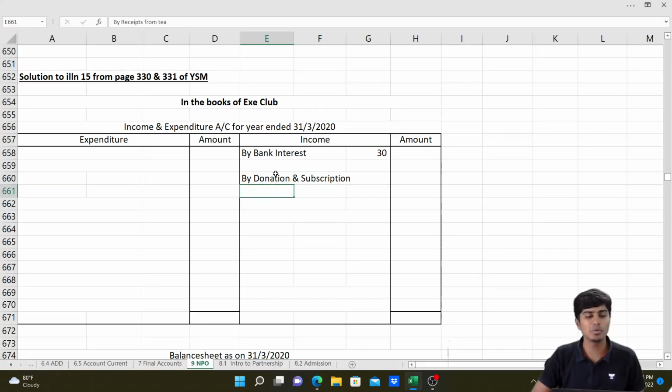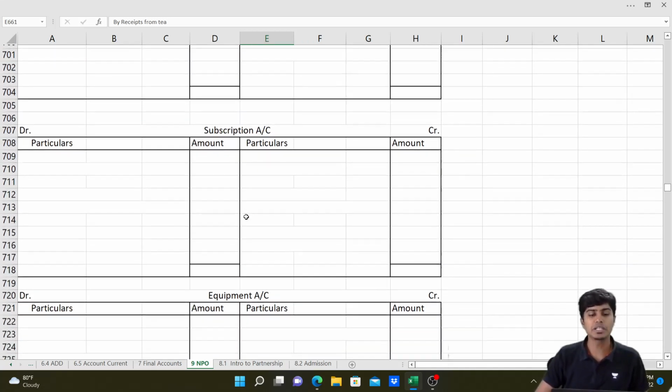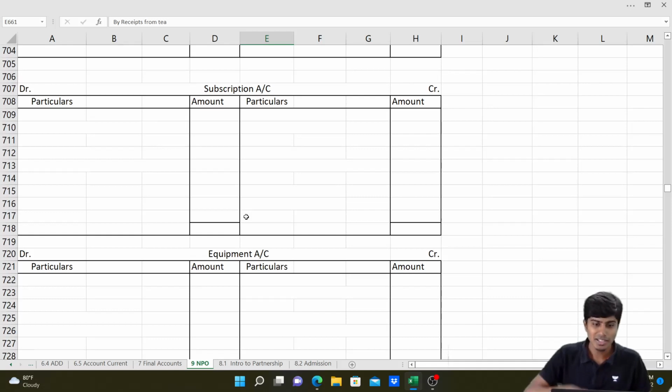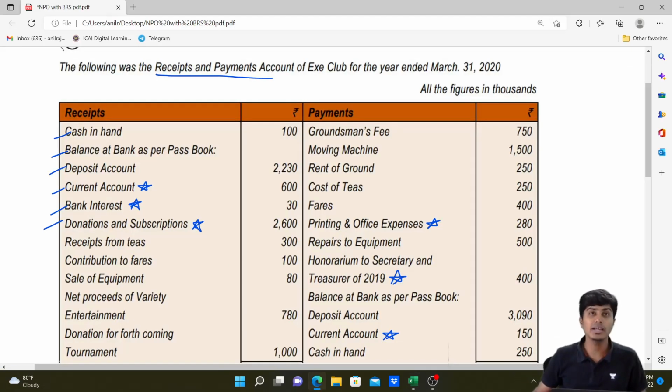But I'm not going to write the amount right now here. I'll open a separate ledger. What ledger? Subscription account. What is it? It is our subscription account. If you observe, in my receipts and payment account, it is "to donation and subscription". It's on the debit side. No? "To", basically. To donation and subscription.